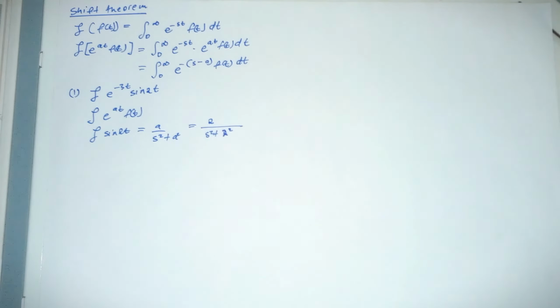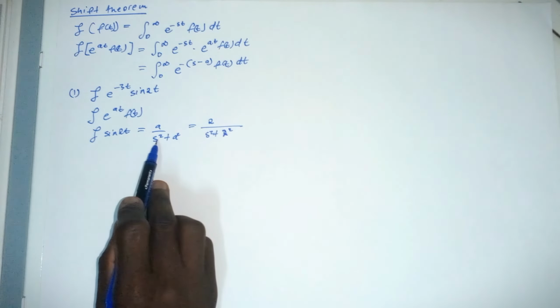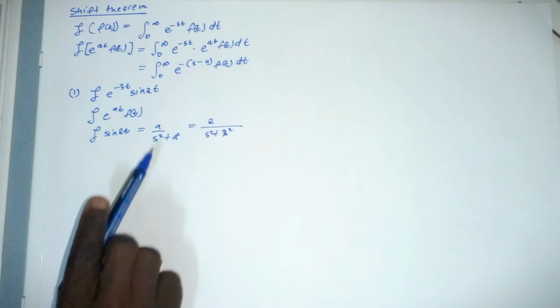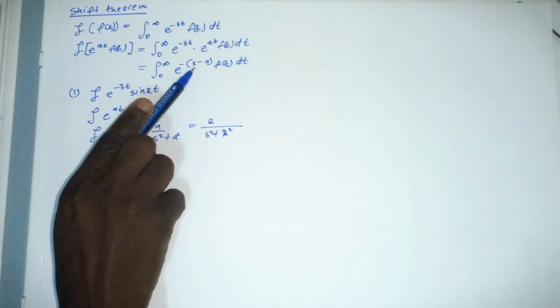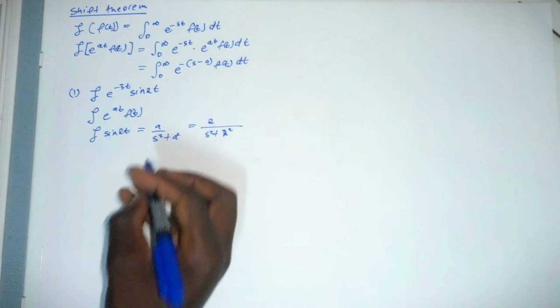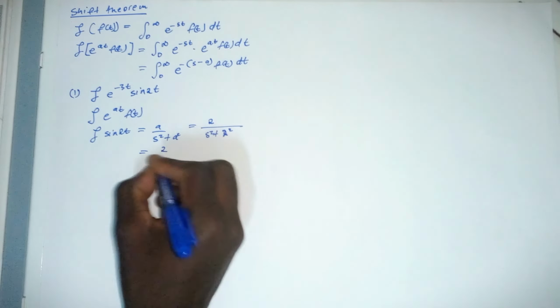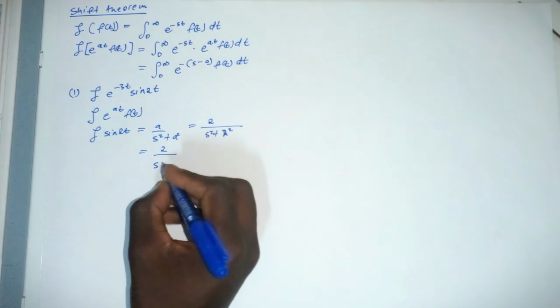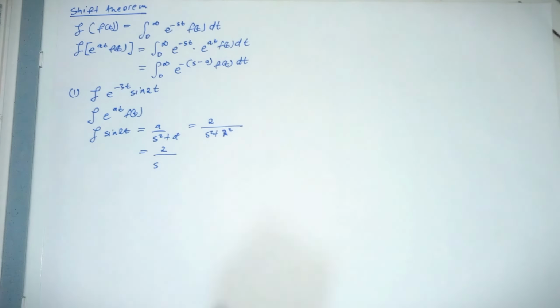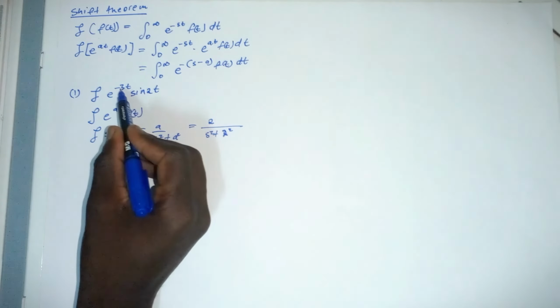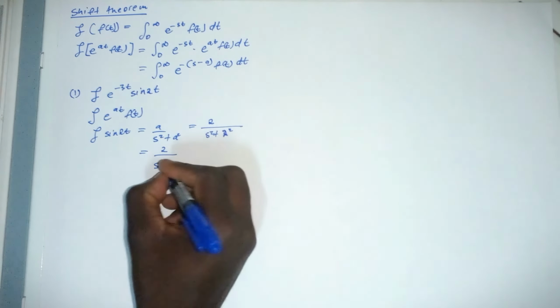Okay, so by the shift theorem, remember, for every value of s, we're going to substitute s with s minus a. That is the substitution which you're going to use. So for a, I'm going to write 2. And for s, I'm going to say s minus a, and a is the coefficient of t, and the coefficient right here is going to be minus 3.